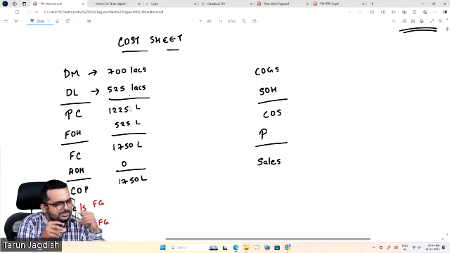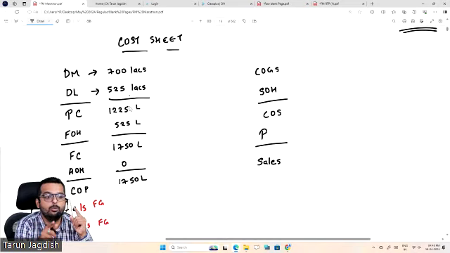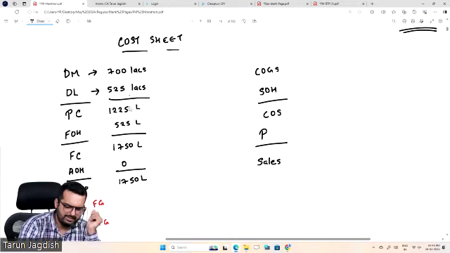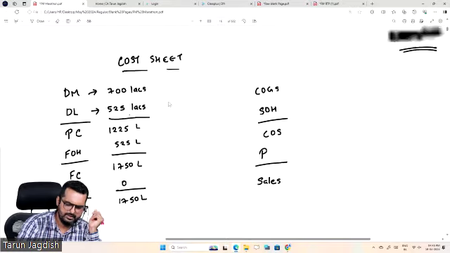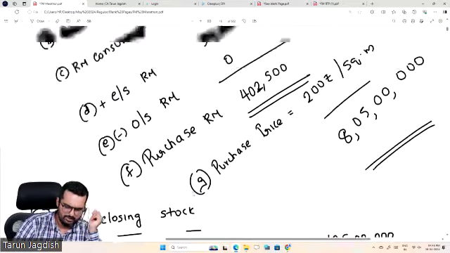My brain is also saturated now. 1,225, 525, 1,750. So you get 1,750 lakhs. This 1,750 lakh is for how many square meters produced? 3,50,000. Closing stock is how many months? Did we find out the closing stock earlier of finished goods? How much did we get?